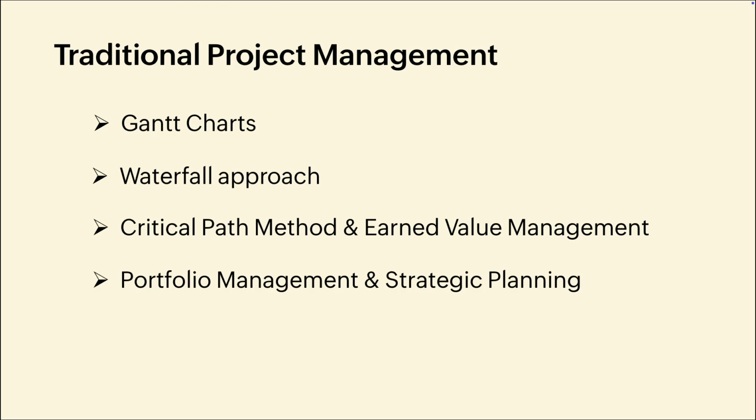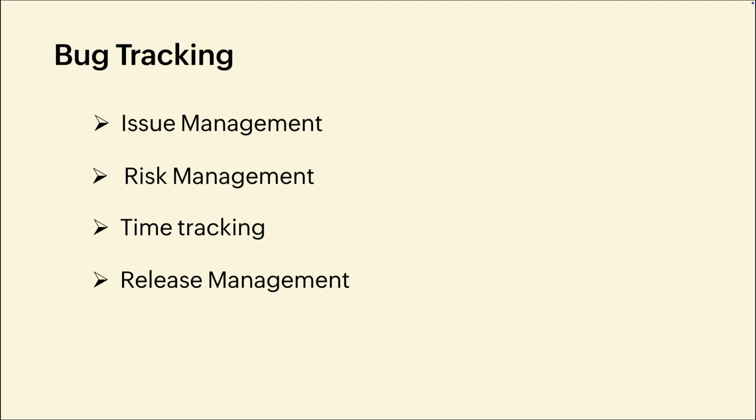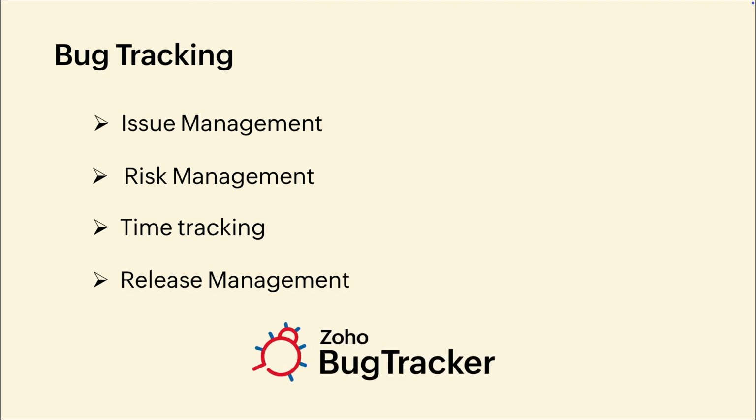So you have the critical path, you have the Gantt chart, you have earned value management with strategic planning and portfolio management. The solution which we offer is Zoho Projects, right? It pretty much deals with all these. Then the bug tracking, so it deals with your issue management, the incident management, defect tracking, whatever you call it, right? So it comes with your service level agreements, risk management with time tracking, and then with release management. So we have a solution that's Zoho Bug Tracker.